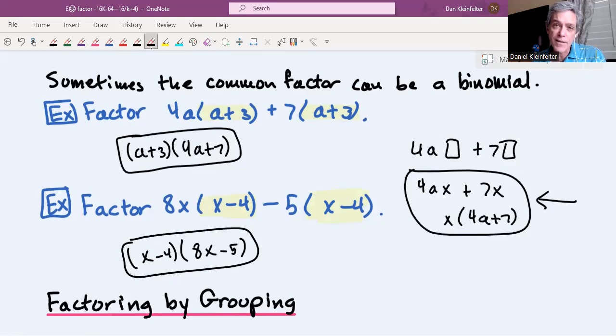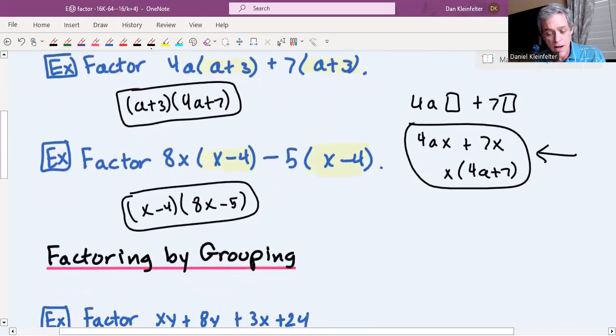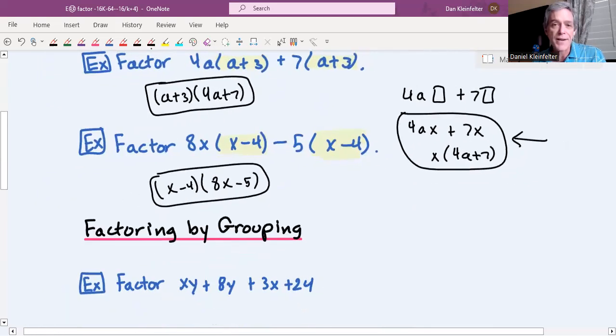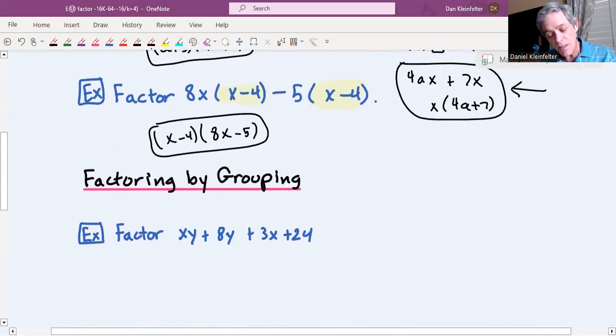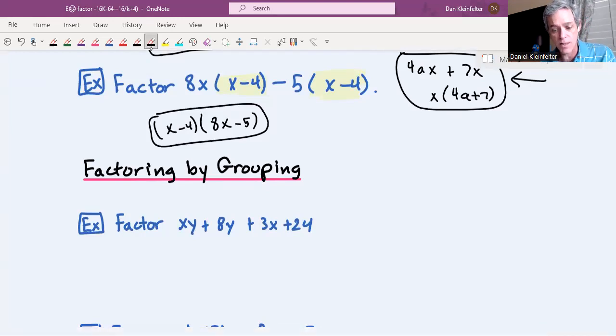That idea of factoring out a binomial is the basis for how factoring by grouping works. And this is the last topic for this section. So we're getting there. Factoring by grouping is really the second of the techniques that we'll see. The first one was factoring out a common factor.